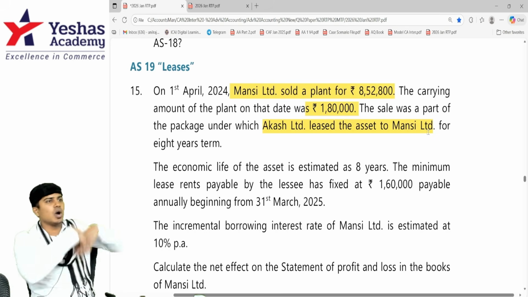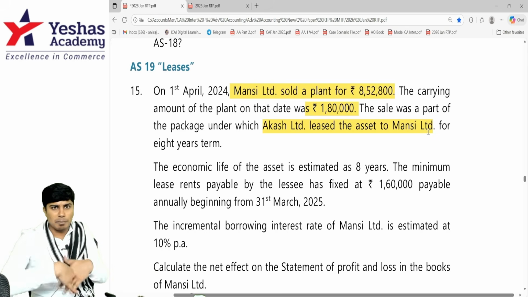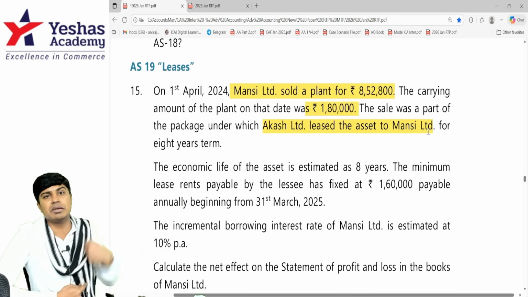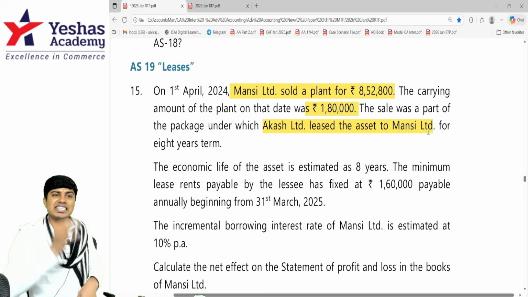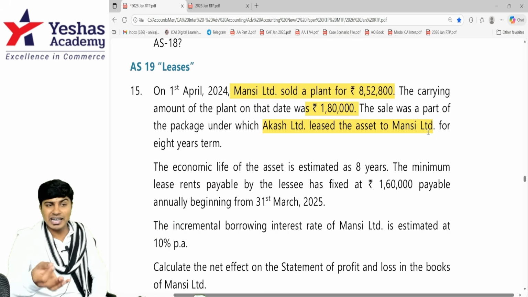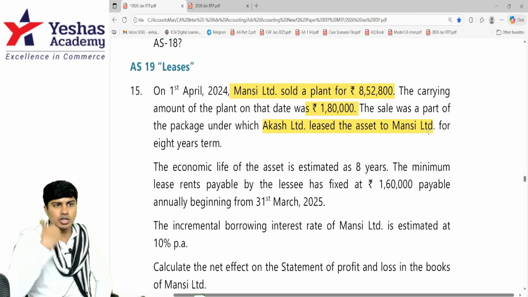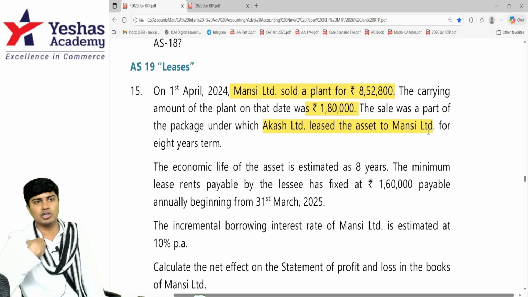I sold my asset to Akash. Book value of the plant in my books is 1,80,000. I sold it for 8,52,800. And he gave the asset back to me on lease. So this is sale cum lease back. Sale followed by sale and lease back. So I've sold the asset to Akash. Akash gave it back to me on lease.